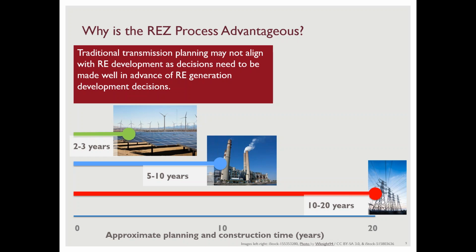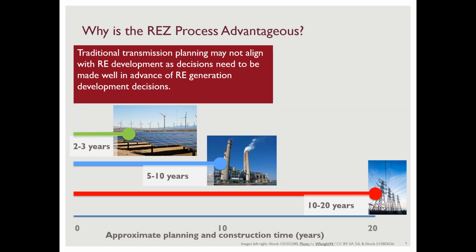So we see in the graphic here this kind of timescale misalignment. At the top, renewable energy generation projects may just take 2 to 3 years to plan and construct, whereas traditional thermal plants may take 5 to 10 years, a bit longer, and transmission systems may take anywhere from 10 to 20 years for planning and construction, at least here in the US.